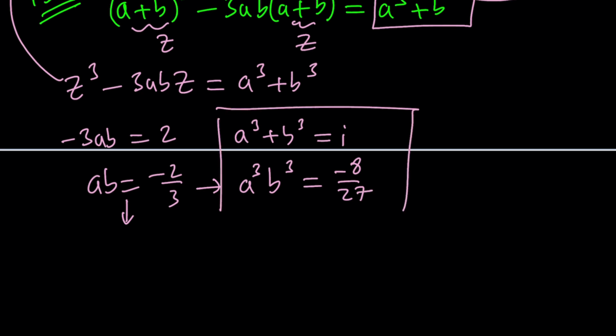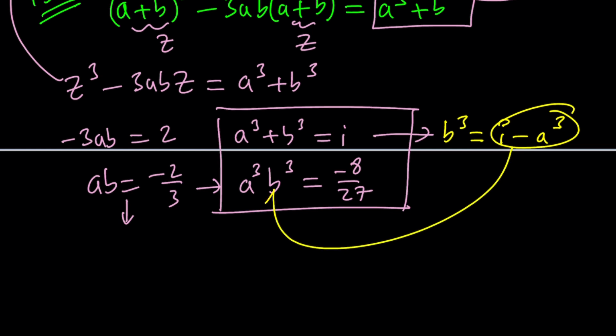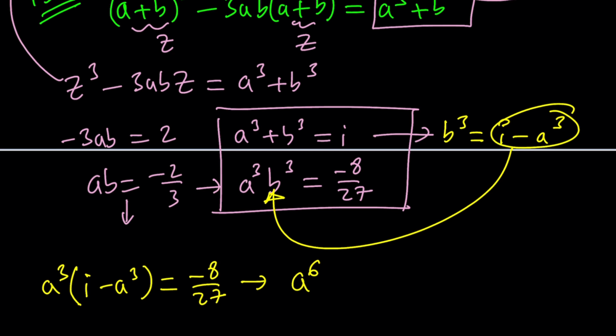Now we have a nice system. To solve it, I can go ahead and isolate b cubed from here. I can write it as i minus a cubed, and then substitute this here. So it'll look like this: a cubed times b cubed, which is i minus a cubed, equals negative 8/27. When you distribute everything and put everything on the right-hand side, you're going to get something like this: a to the 6th power minus i a cubed minus 8/27 equals 0.